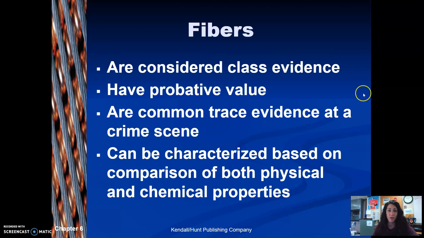All right, so fibers are considered class evidence, so they can't be identified back to one specific group. They're not individual, but they could be traced back to a certain type of t-shirt, let's say, or type of rug, but I'm not the only person that would have that rug, for example. They have to have probative value, meaning they can prove something, otherwise they're not going to be of value in court. And they're a pretty common piece of evidence.